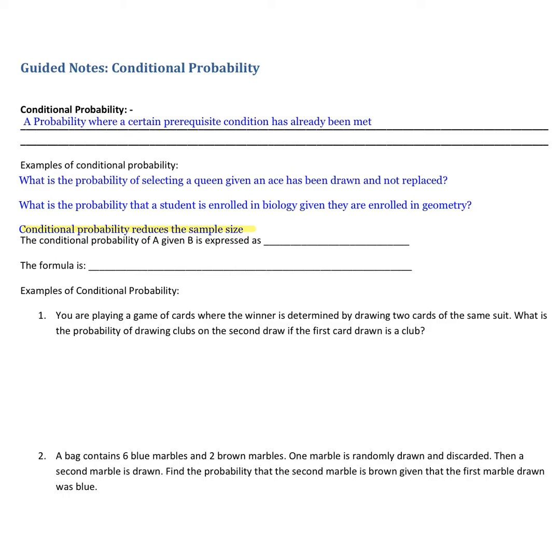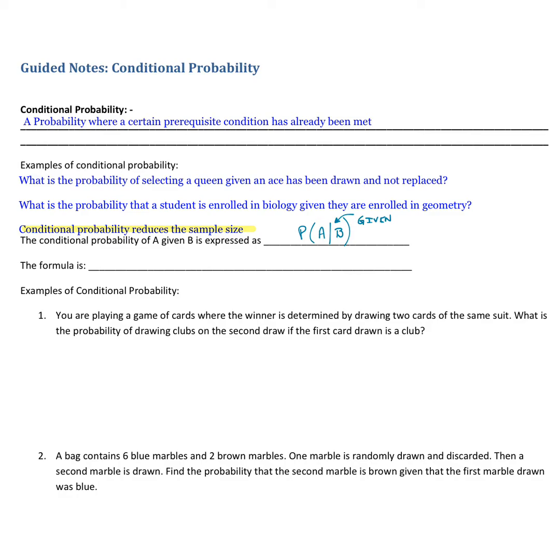Okay? So when you see conditional probability, you'll see it expressed as this. And I apologize, I left my good stylus at school, so you may see a little bit less than neat handwriting. So probability of A, and if you guys remember, given B. That little bar represents given.